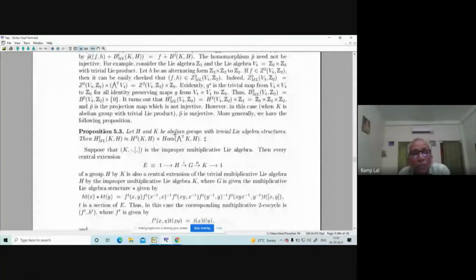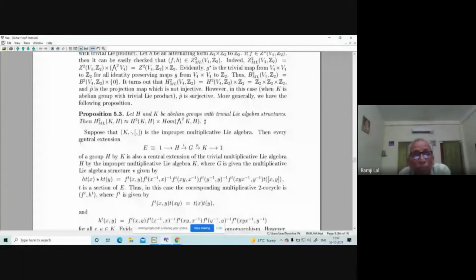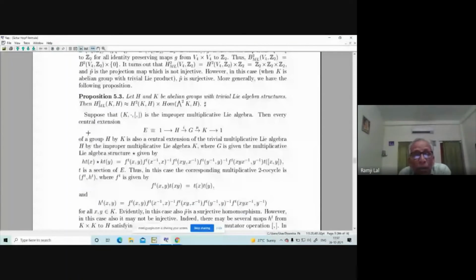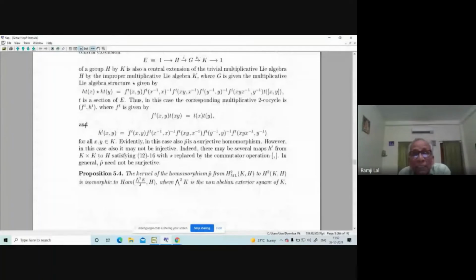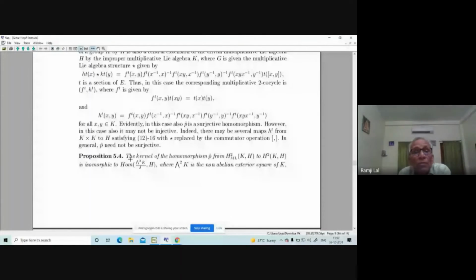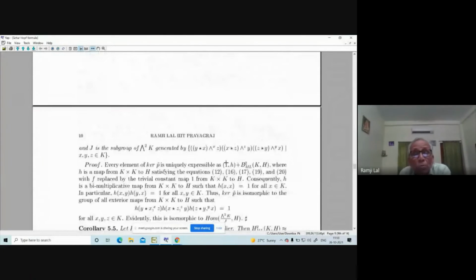Now suppose that this is a multiplicative Lie algebra, and here this proposition can also be easily established. The kernel of the homomorphism P cap, which we have defined here, is isomorphic to the exterior square modulo J. And J was the obstruction for those additional commutator identities, where the exterior square is non-abelian, and J is the subgroup generated by this, coming from the Jacobi identity.